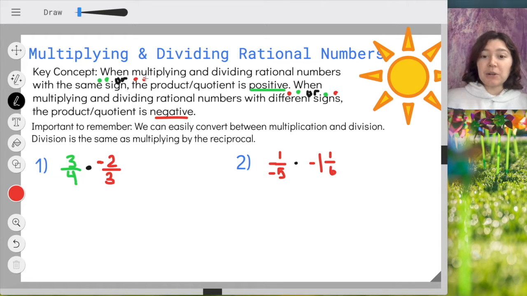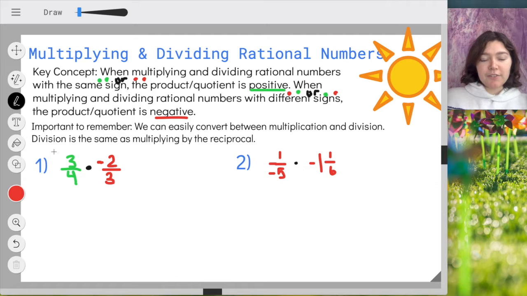Something that's going to be important to remember, particularly when we get into division, is that we can easily convert between multiplication and division. And the key idea is that division is the same as multiplying by a number's reciprocal. So we'll get there when we get to division. All right, we're going to start with two multiplication problems first, though.